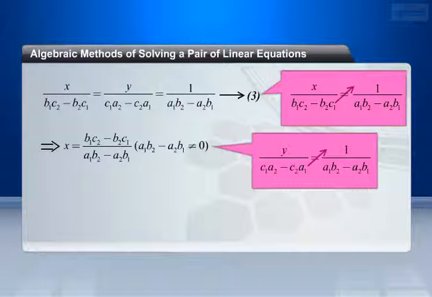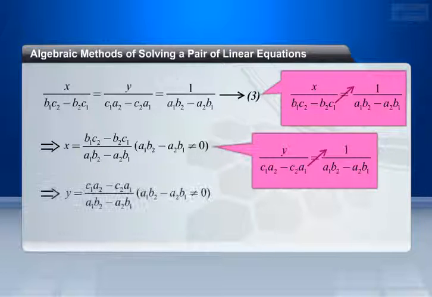Similarly, y divided by c1 a2 minus c2 a1 equals 1 divided by a1 b2 minus a2 b1. This implies that y equals c1 a2 minus c2 a1, divided by a1 b2 minus a2 b1, provided a1 b2 minus a2 b1 is not equal to 0. Now, consider the two cases given below.